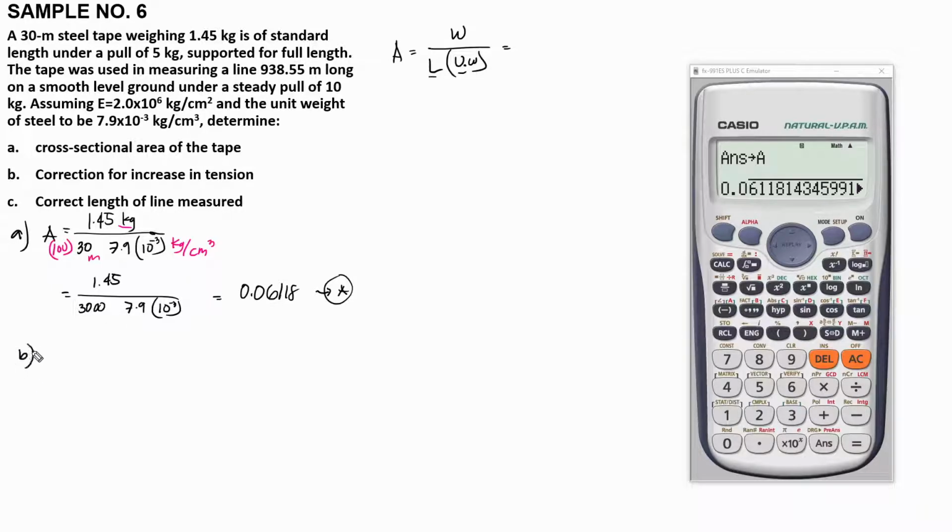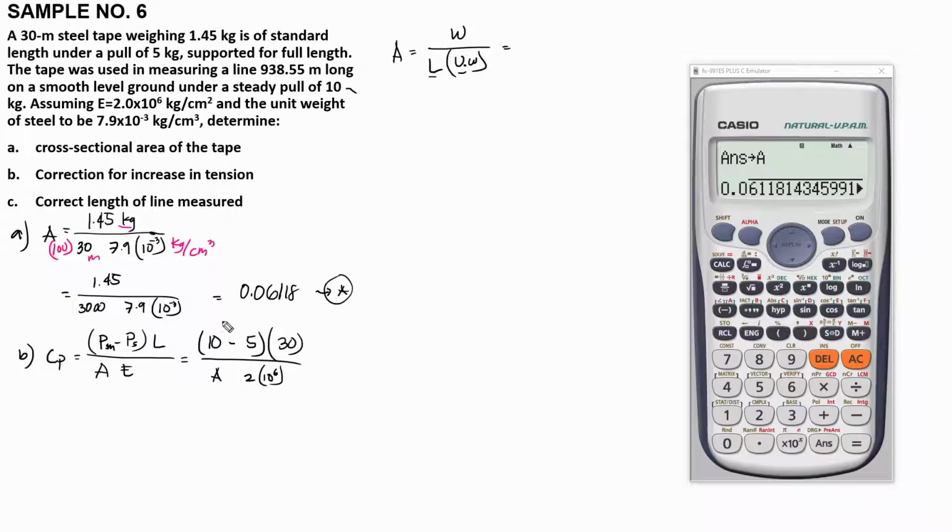And then, for letter B, question is, what is the correction for increase in tension? Basically, what is CP? So, yung formula natin dito is, again, PL over AE. P measured minus P standard, divided by L, the area, and the elasticity. Substitute yung values. So, nung nag-measure siya, ang pull niya ay 10 kilograms. Standardized is noong 5 kilograms. The measure of the tape is 30 meters long. Area niya is yung nasa value ng A natin. And then the elasticity is 2 times 10 raised to 6 kilogram per square centimeter.